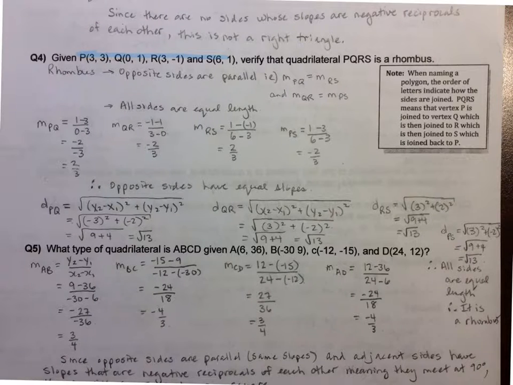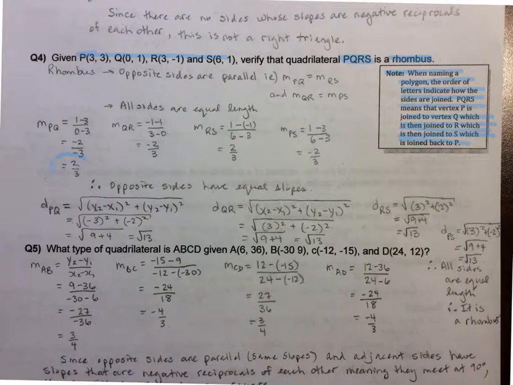We're going to verify that PQRS, and remember this tells us what order to join those in, is a rhombus. So a rhombus has opposite sides that are parallel to each other, and adjacent sides that are equal to each other. So what I calculated was the slope of PQ. So here's that note about when naming the polygon, how these things are ordered together. P joins to Q, Q joins to R, R joins to S, and S joins back to P.